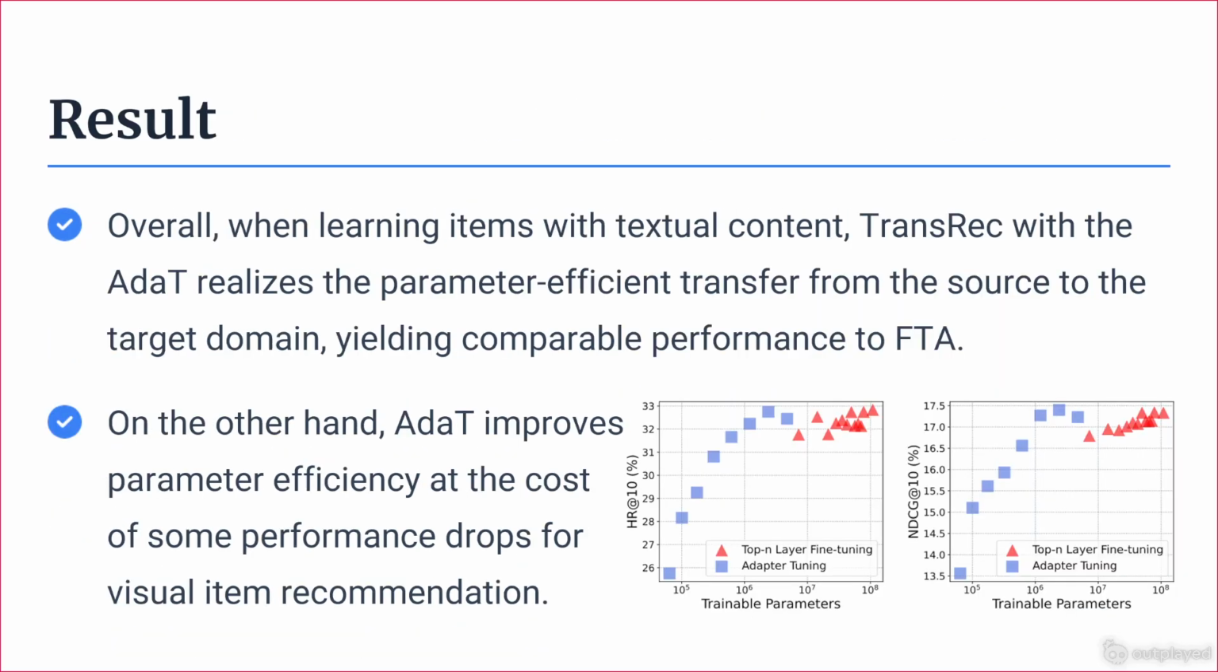Moving to the results, the study showed that TransRec with the state-of-the-art adapter tuning achieved performance comparable to full fine-tuning. However, there is a trade-off. While it is highly efficient for textual content, they observed a slight performance drop when applied to visual item recommendations.